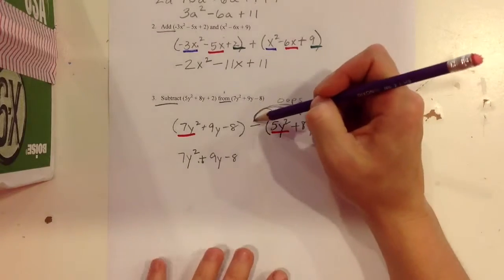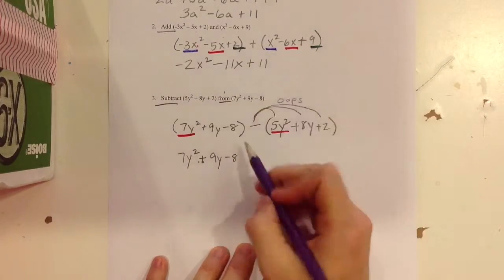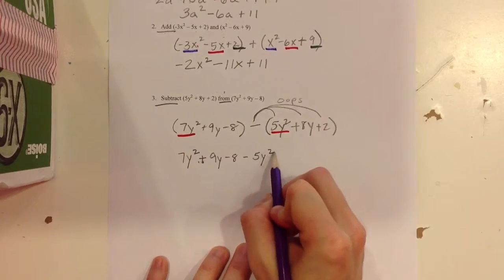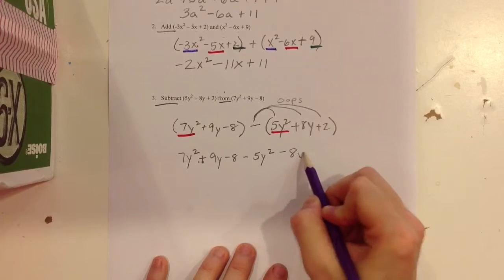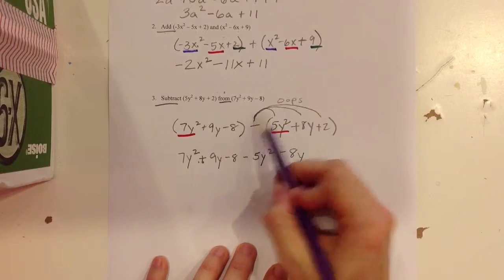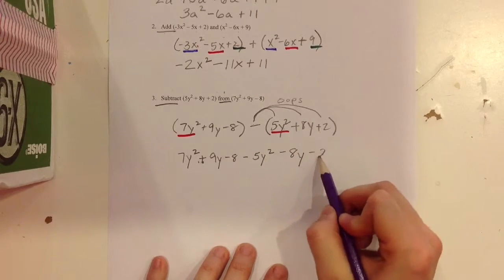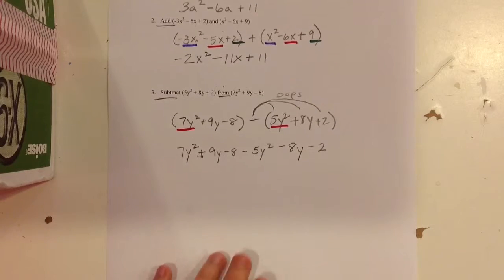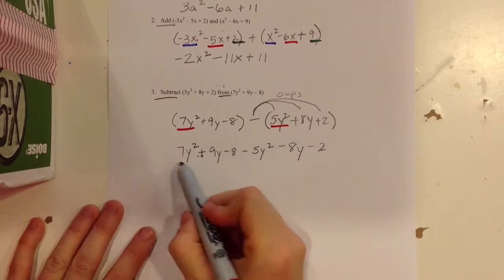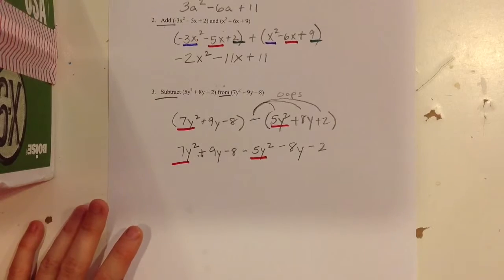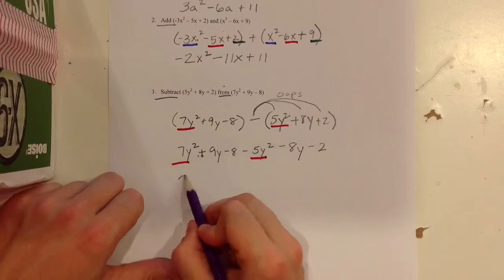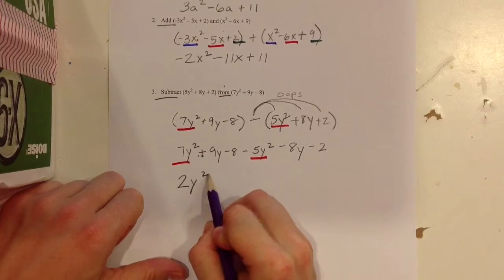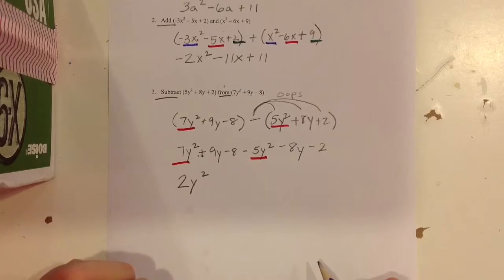And then I distribute that negative to the 5y squared, and I get negative 5y squared. Distribute the negative to the 8y, and I get negative 8y. Distribute the negative to the 2, and I get negative 2. Okay, now that I have distributed that negative, now I can combine my like terms. So I have 7 minus 5 different signs. I subtract. Take the sign of the bigger number is positive, so my answer is positive.